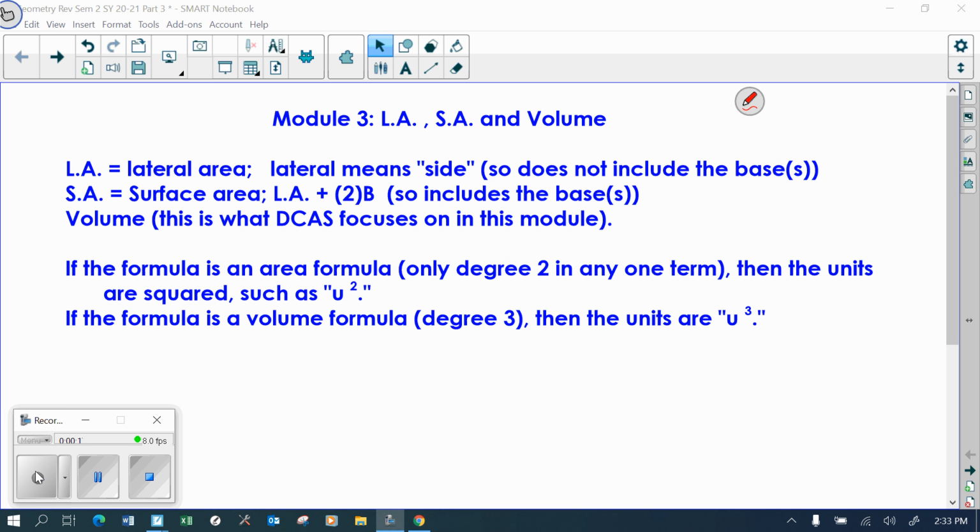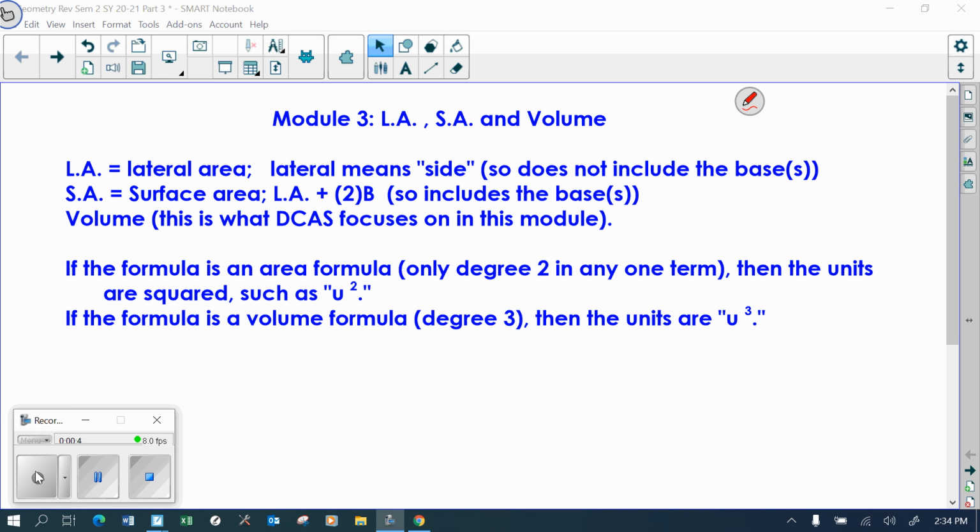So we have lateral area. LA is lateral area. Lateral means side, so it does not include the base or bases, because there could be one base if it's a cone or pyramid, or two bases if it's a prism or cylinder. Surface area, SA, is the lateral area plus either a single base or two bases, depending if it's a pyramid or cone again, or prism or cylinder.